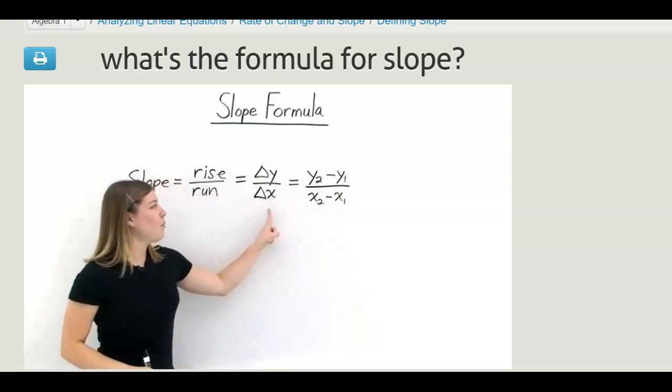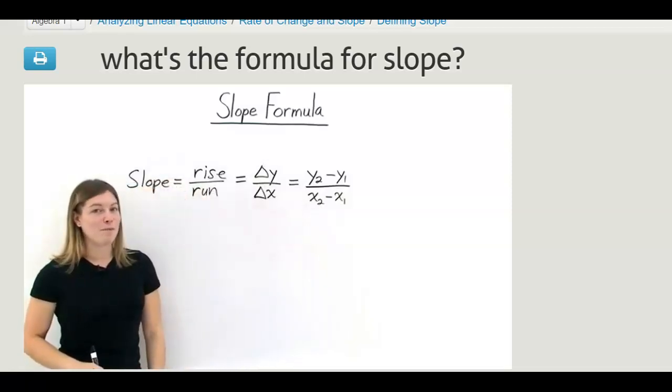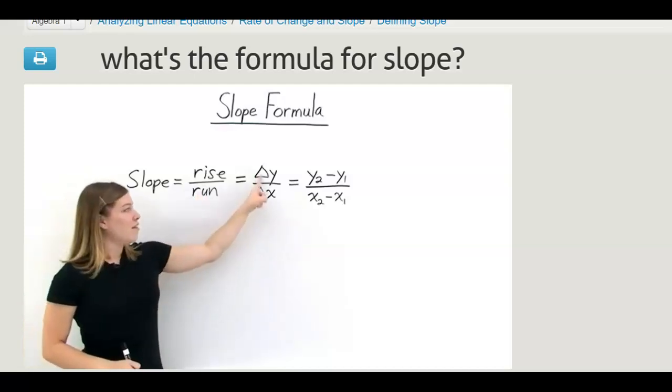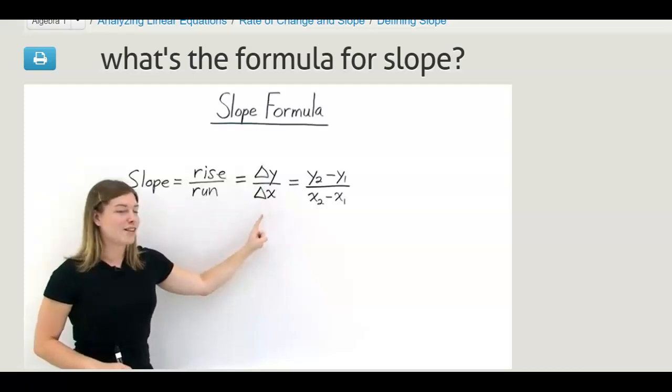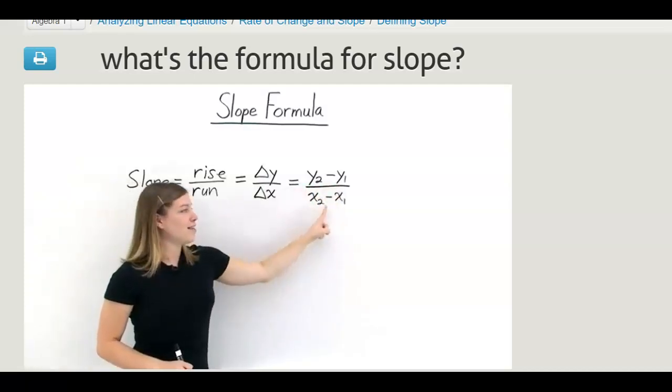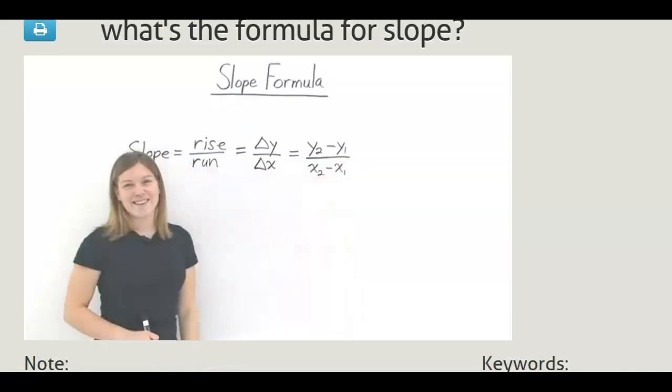So we have multiple ways to represent slope. Slope is equal to the rise over the run, the change in y over the change in x, or y sub 2 minus y sub 1 divided by x sub 2 minus x sub 1.